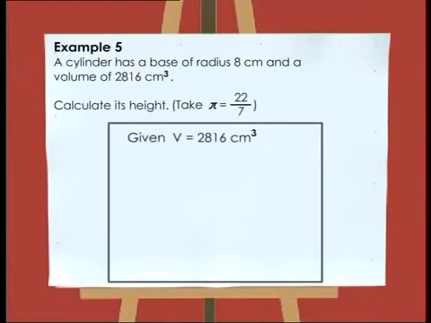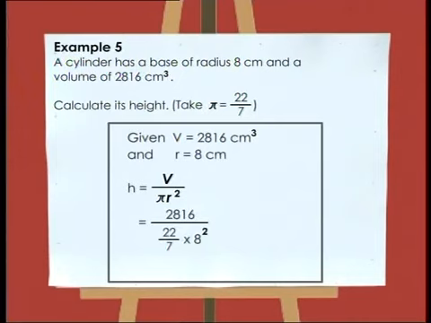Given V equals 2,816 cubic centimeters and r equals 8 centimeters. h equals V over pi r squared equals 2,816 over 22 over 7 times 8 squared equals 14 centimeters.